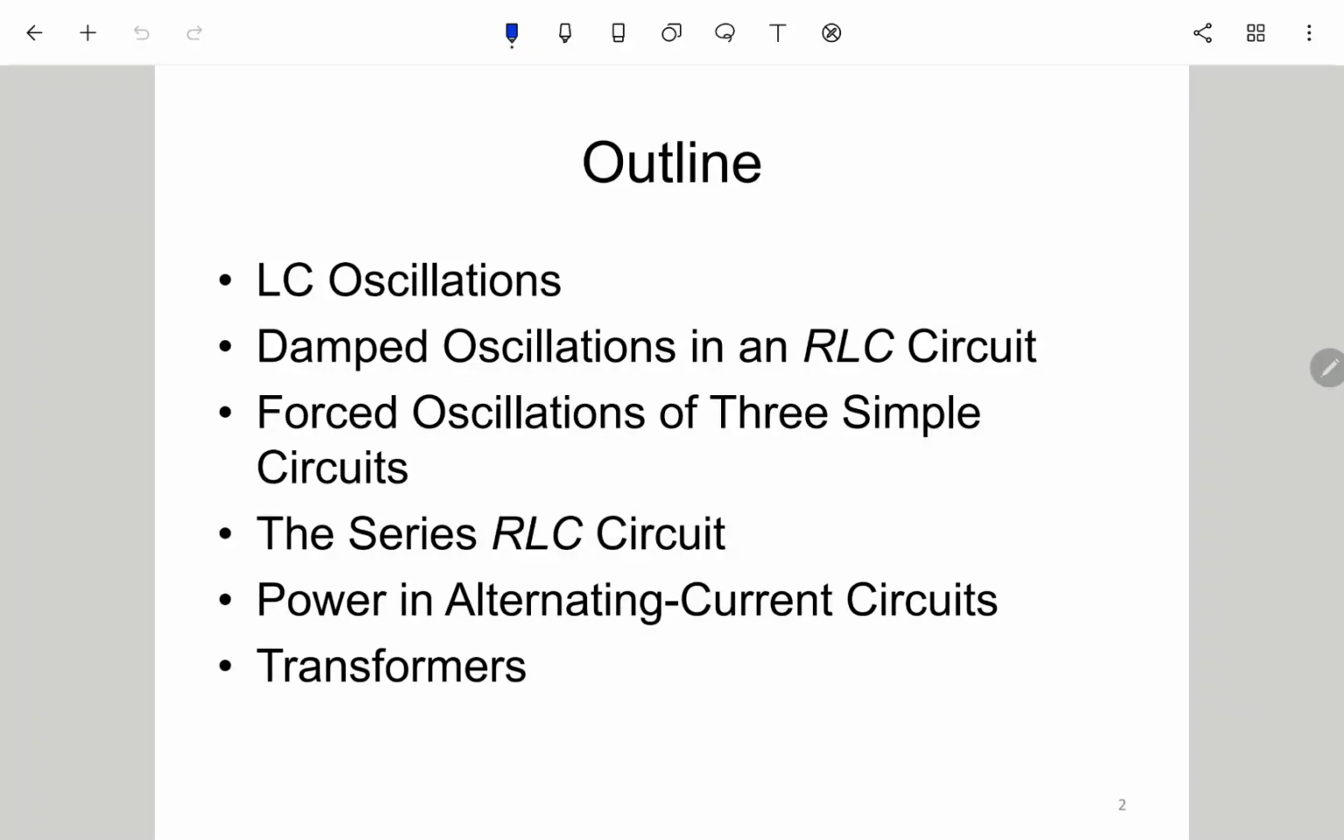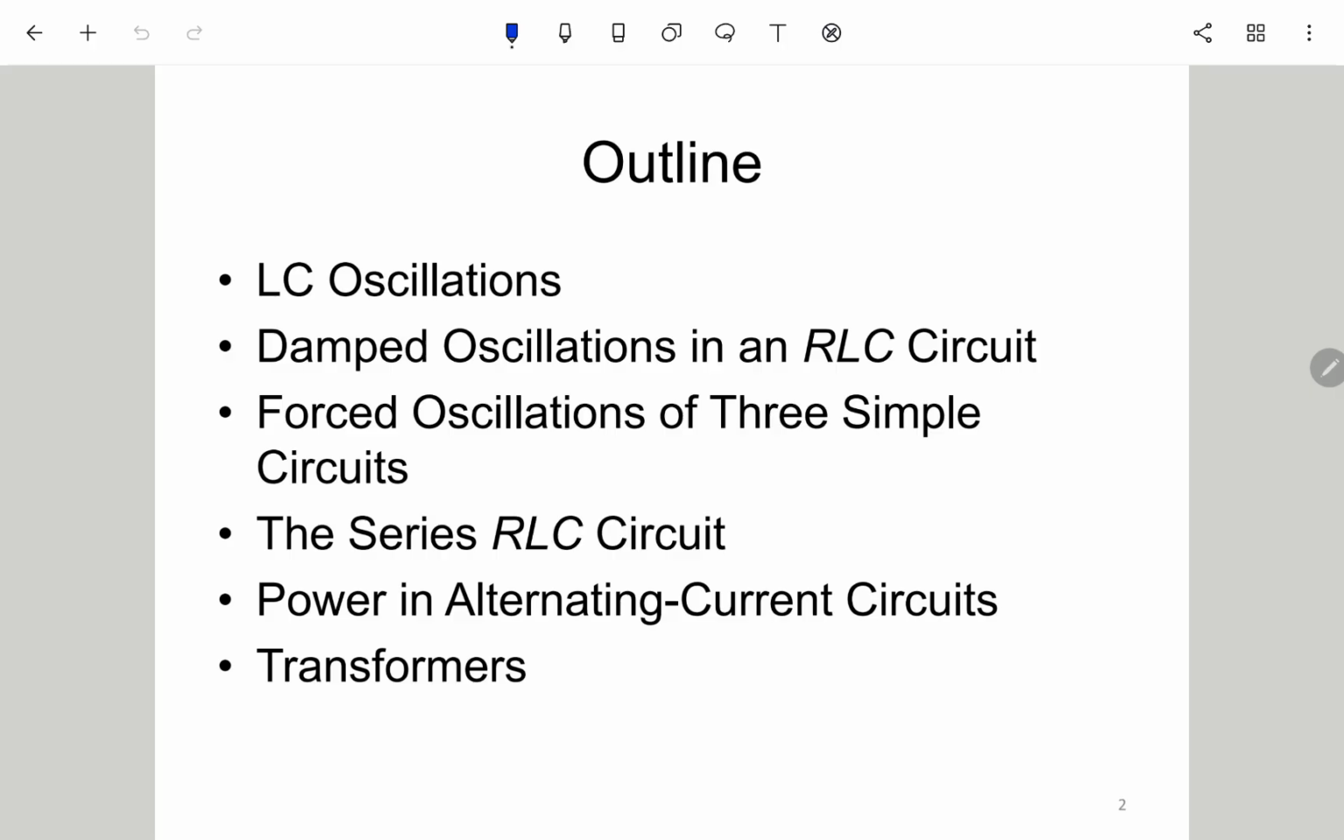Okay, so this is the outline of chapter 31, about the LC oscillations. The whole chapter is about the RLC circuit. The first part is about the LC oscillation, which is an analogy to simple harmonic motion for the mechanical system. Then we also learn the damped oscillation in the RLC circuit.